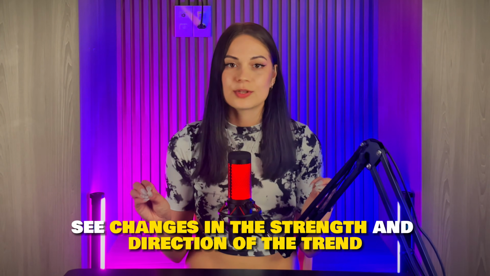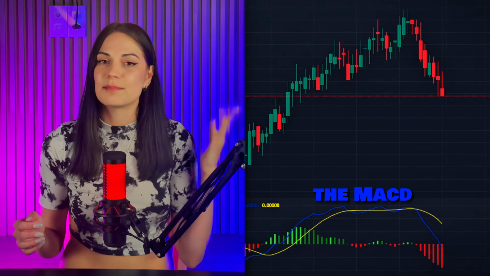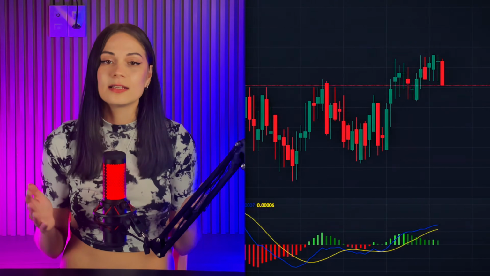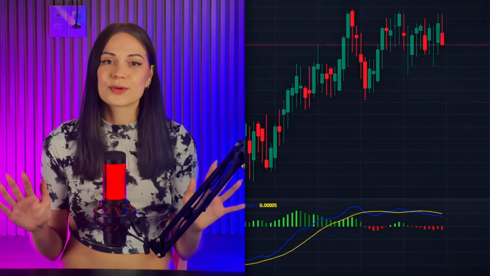The MACD is an indicator that helps traders see changes in the strength and direction of the trend. It consists of 2 lines, the MACD and the signal line, as well as a histogram. The MACD line is calculated as the difference between 2 EMAs, and the signal line is the 9-day EMA of the MACD line. The histogram just shows us the difference between the MACD line and the signal line.